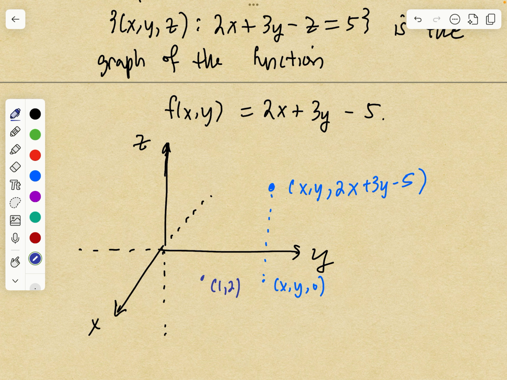Maybe it's a bit higher. So this is a point on the plane that's above the point 1, 2, 0. And then you have this normal vector 2, 3, negative 1. That's a normal vector, right? 2, 3, negative 1. Maybe like this.